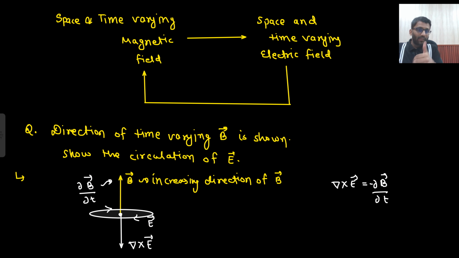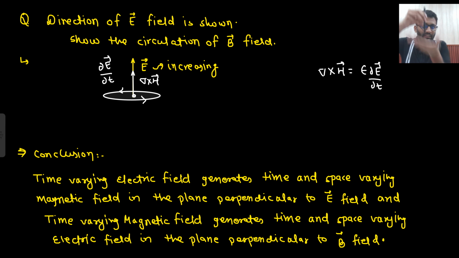So if my B was changing in this direction, then my E was changing in this direction. If this was the direction of B changing, then this was the direction of E. Now, if this is the direction of E changing, then this is the direction of B. So E and B are perpendicular to each other. So what is the conclusion? Time varying electric field generates time and space varying magnetic field in the plane perpendicular to E field.